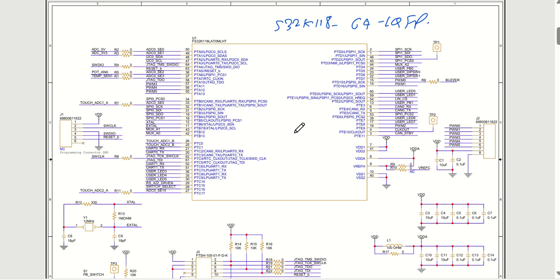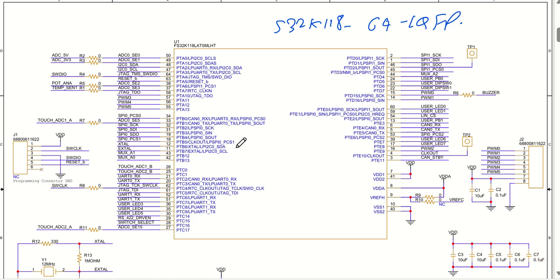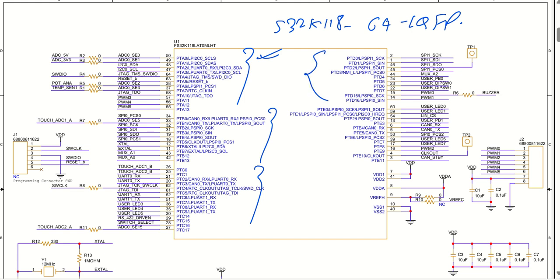As you can see, it is very nicely maintained here. The symbol has been made nicely in the form of port pins. So you can see PTA 0 to PTA 13, similar to that PTB 0 to PTB 13, and PTC 0 to PTC 17. Similar to that we have PTD and PTE. So there are a total of 5 ports: port A, B, C, D, E.